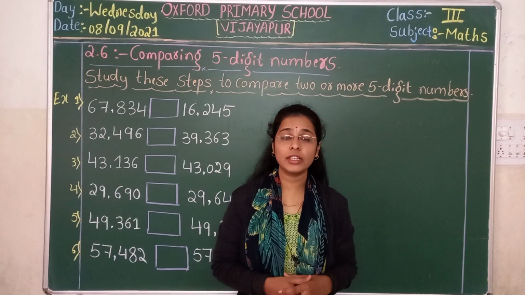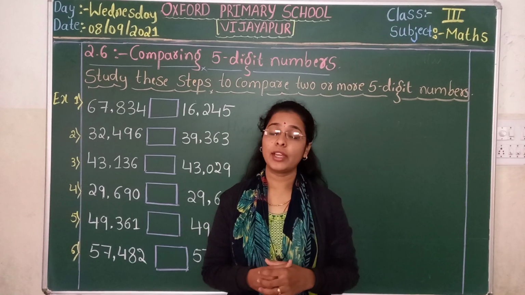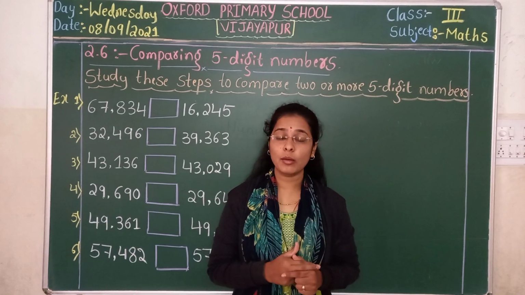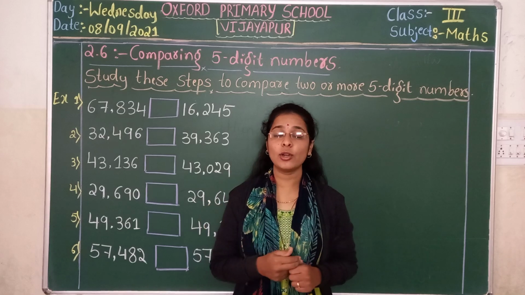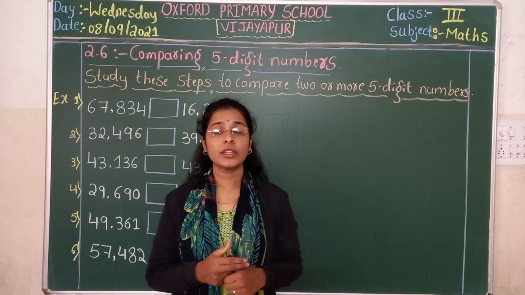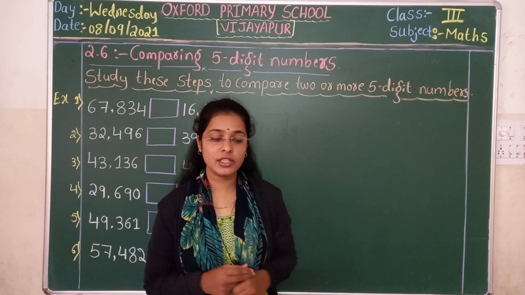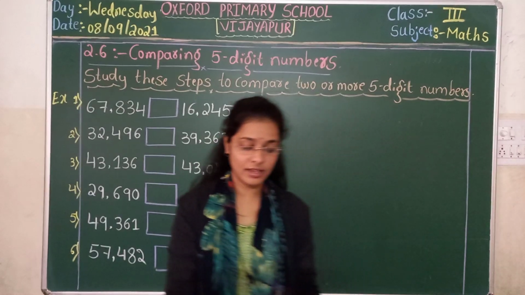The numbers are given in expanded form, or otherwise in enlarged form. By seeing that number and writing the place value of that number, we find out the standard form of that answer. At first, I will give the answers of yesterday's class.